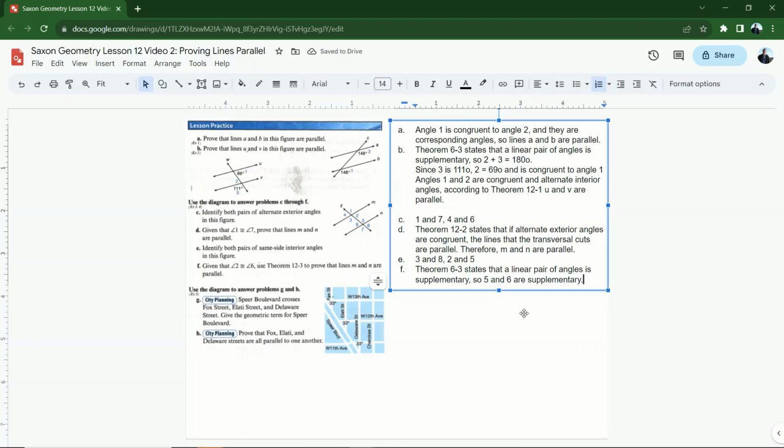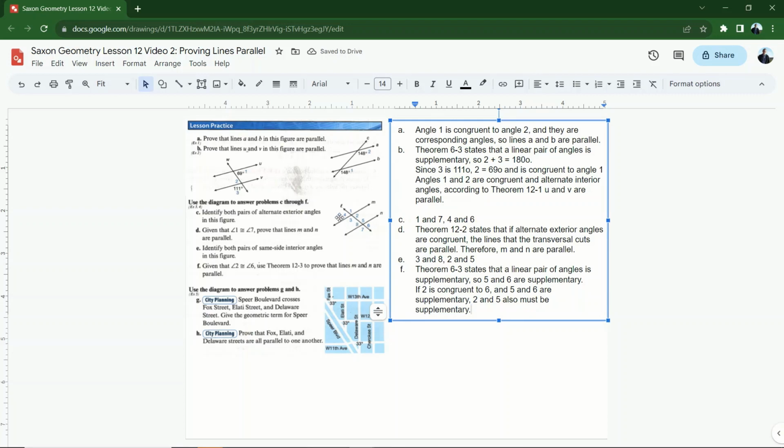Okay, so if angles 5 and 6 are supplementary, that helps, but it doesn't prove that angles 5 and 2 are supplementary, does it? Except if 2 is congruent to 6, and 5 and 6 are supplementary, that means that 2 and 5 also must be supplementary. And let's just reason that out for a second.